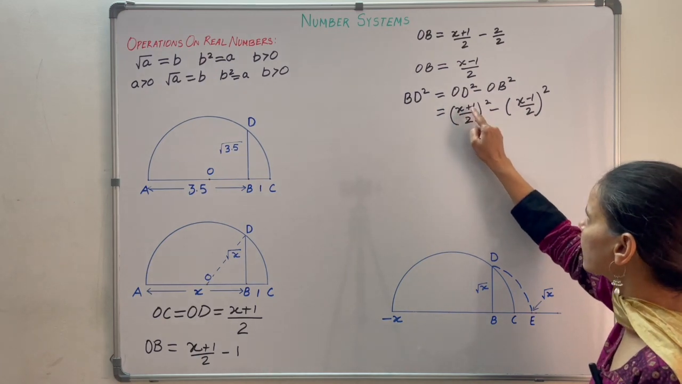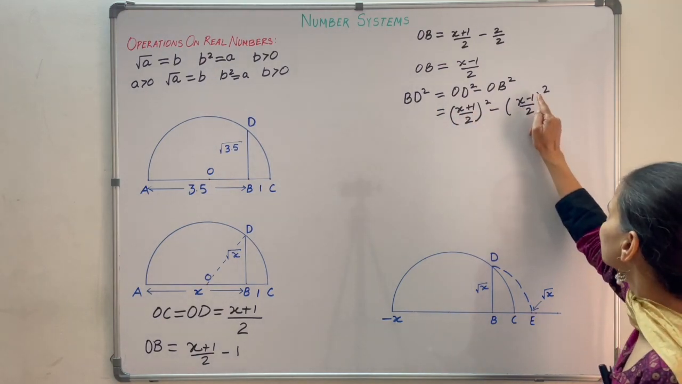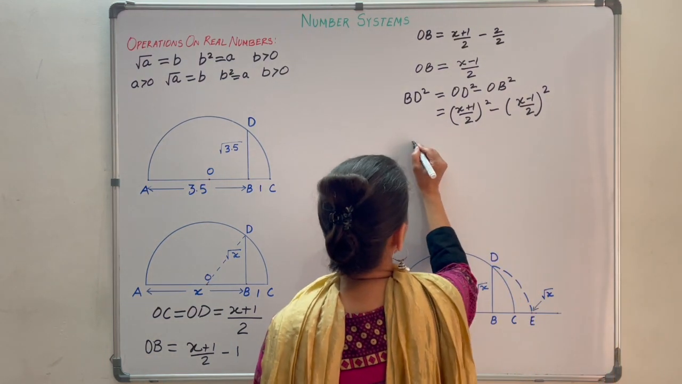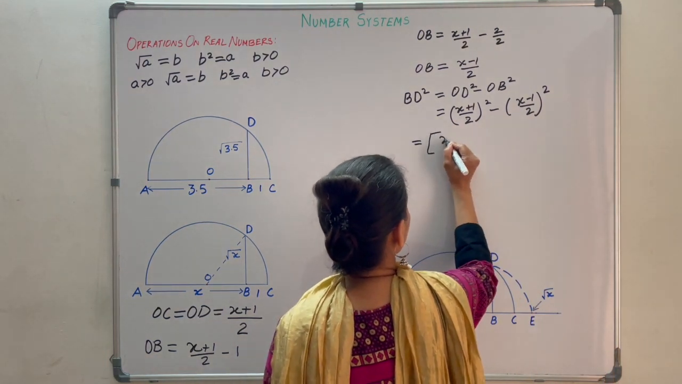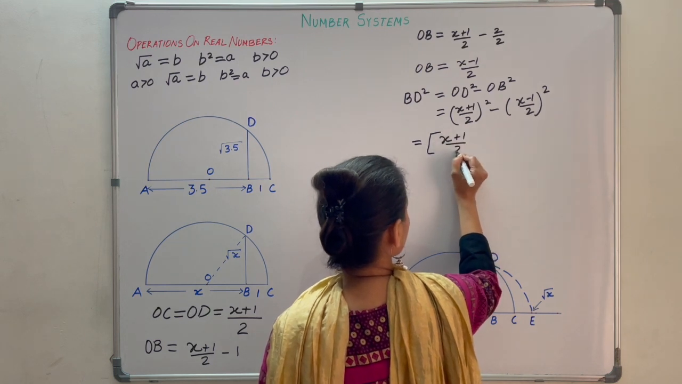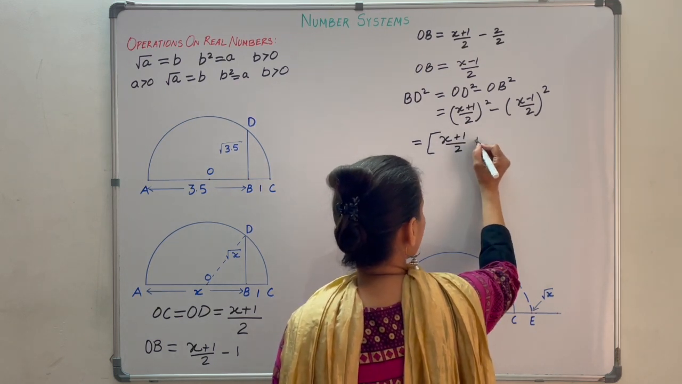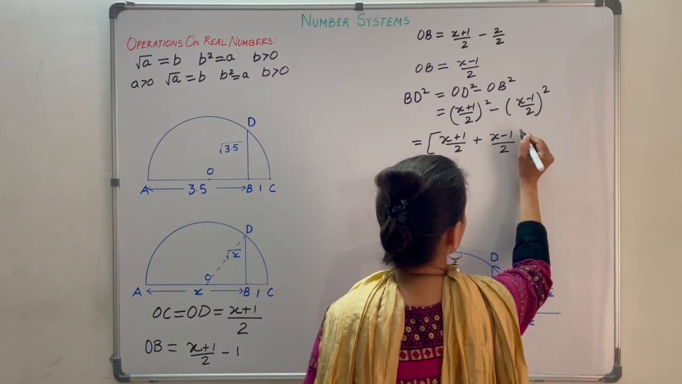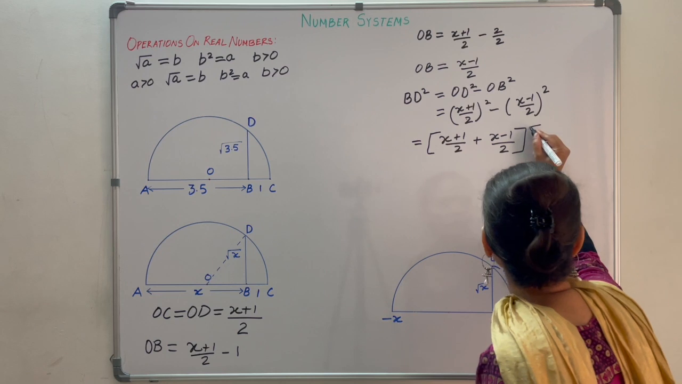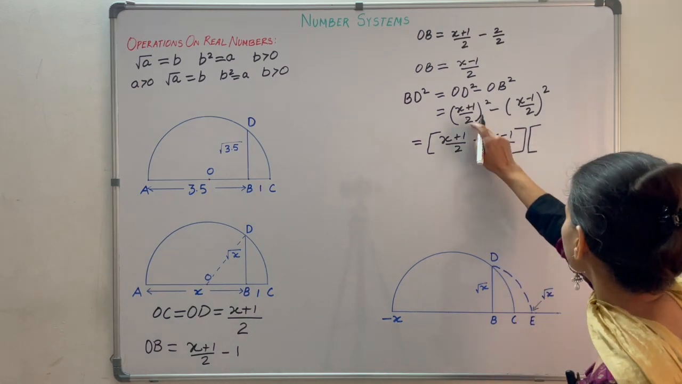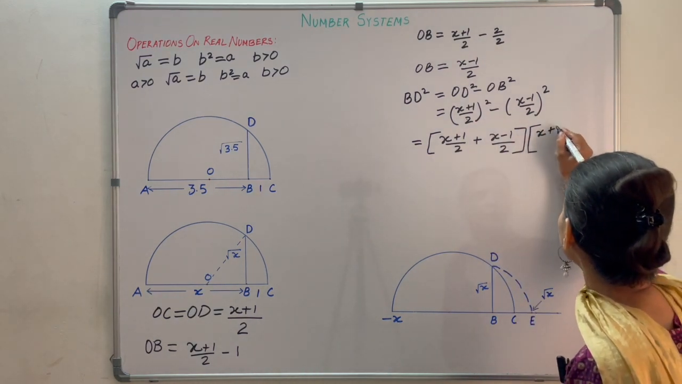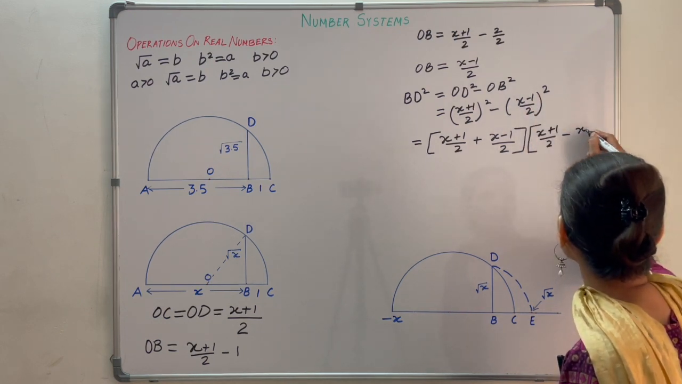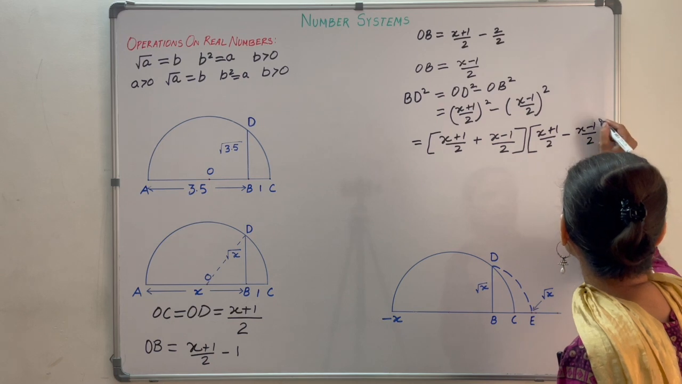Here a is x plus 1 upon 2 and b is x minus 1 upon 2. So a plus b, how much will it be? A is x plus 1 upon 2, this is a plus b, this is your b, so x minus 1 upon 2, into, now we will do a minus b. A is x plus 1 upon 2 minus b, which is x minus 1 upon 2.